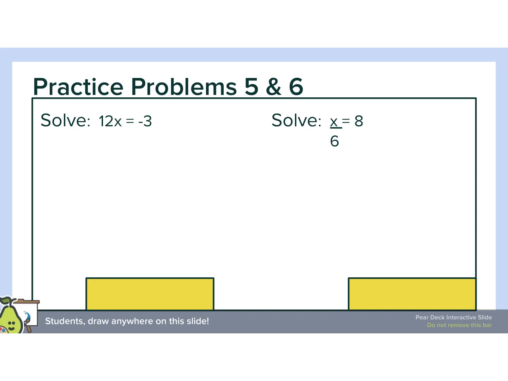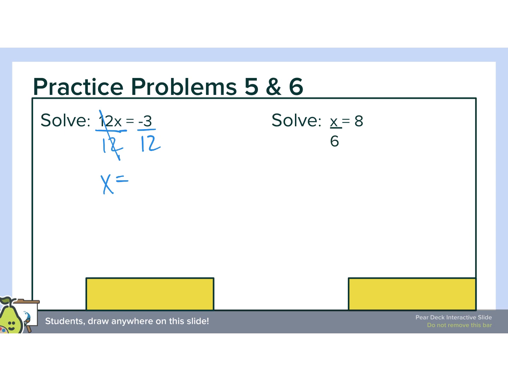All right, 12x equals negative 3. 12x is a multiplication problem. 12 times x. So I'm going to divide to get rid of the 12. So x equals, this is another weird one, 3 divided by 12. It's going to be a fraction. So all I have to do is reduce and leave it alone.